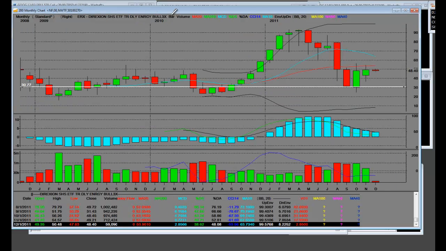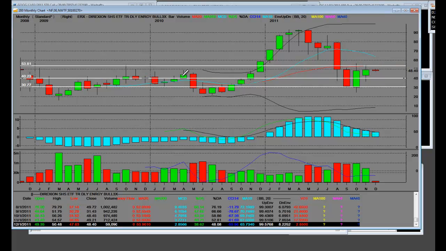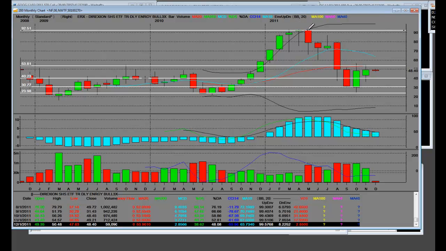Let us not forget this one, that energy one. Oh yes, Energy Bull 3X. Oh yes, major monthly top, major monthly area right here. These were the lows. They got them right up here. What a great short. Oh yes. Oh, how nice.